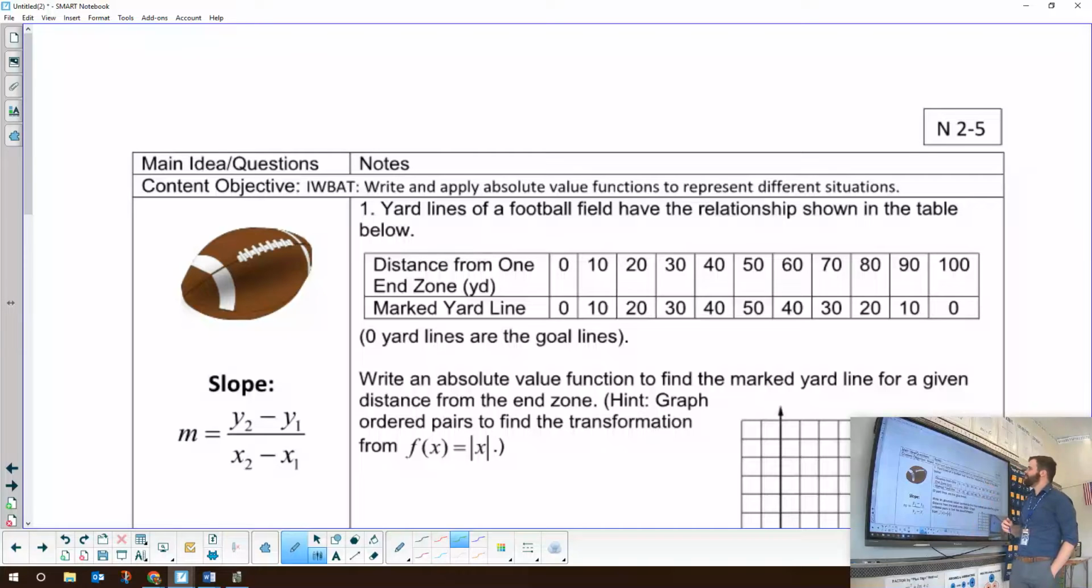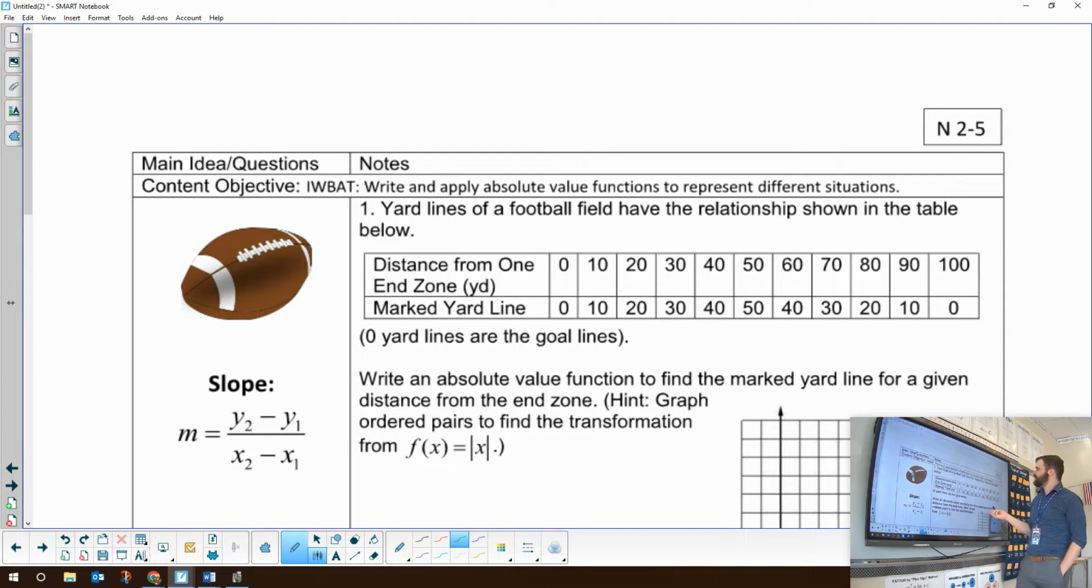Hey guys, today we're going to be talking about applications for our absolute value functions. In other words, we're going to be talking about some real world situations for these. Okay, so let's take a look at number one. I thought a football example would be pretty appropriate since it's football season.